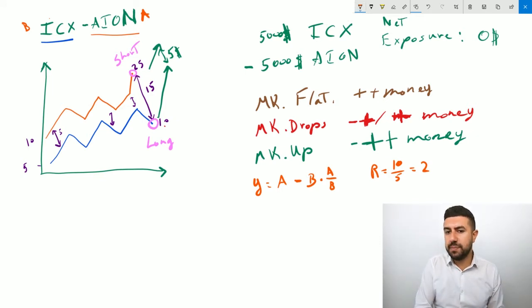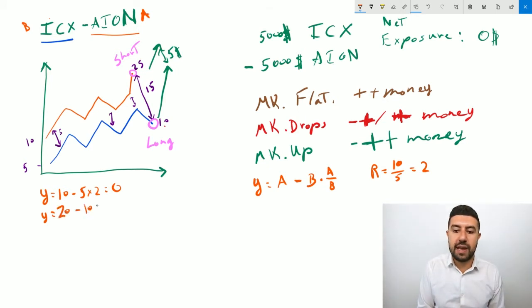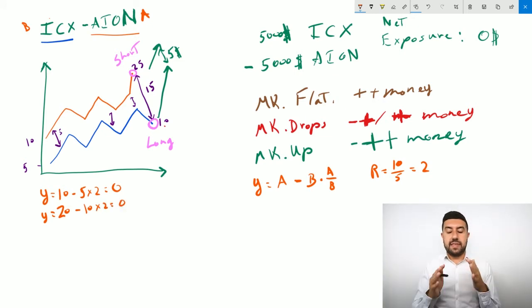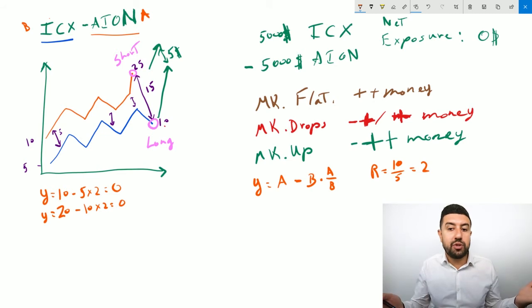So in this situation, what I'll be doing is, well, the pair is going to be equal to 10 minus 5 times 2, which gives me 0. Now, if the prices go up by 100%, let's say this one is worth $20 minus, this one is $10 now, times 2. Well, guess what? It still gives me 0 because they didn't deviate. They both went up 100%.